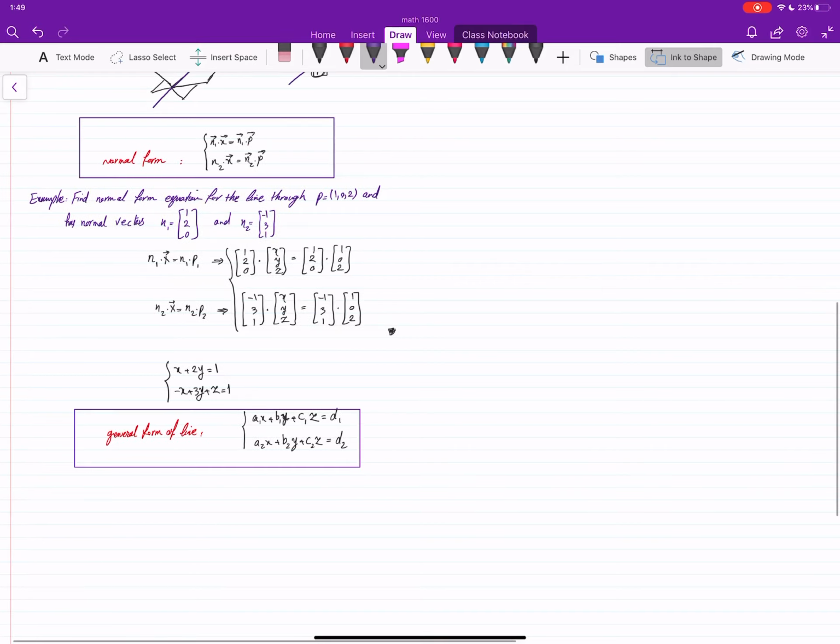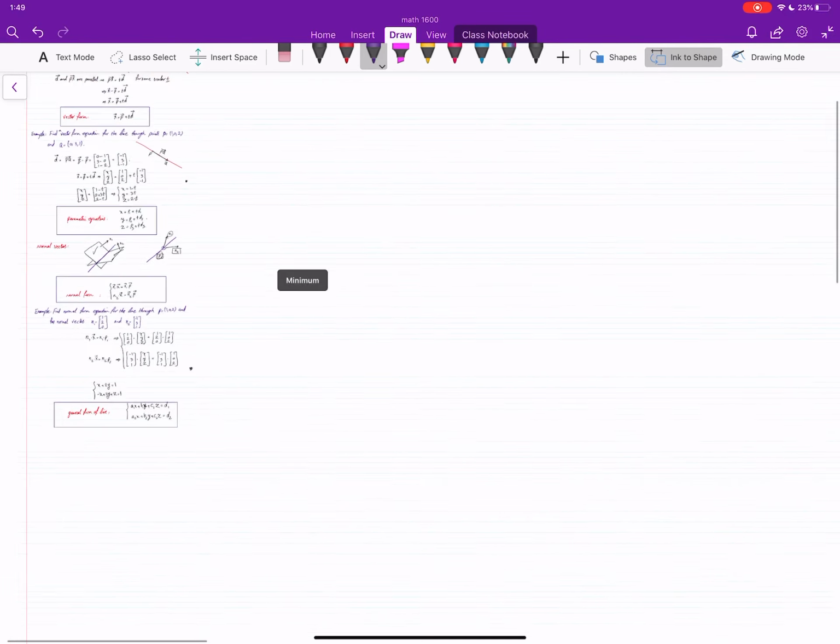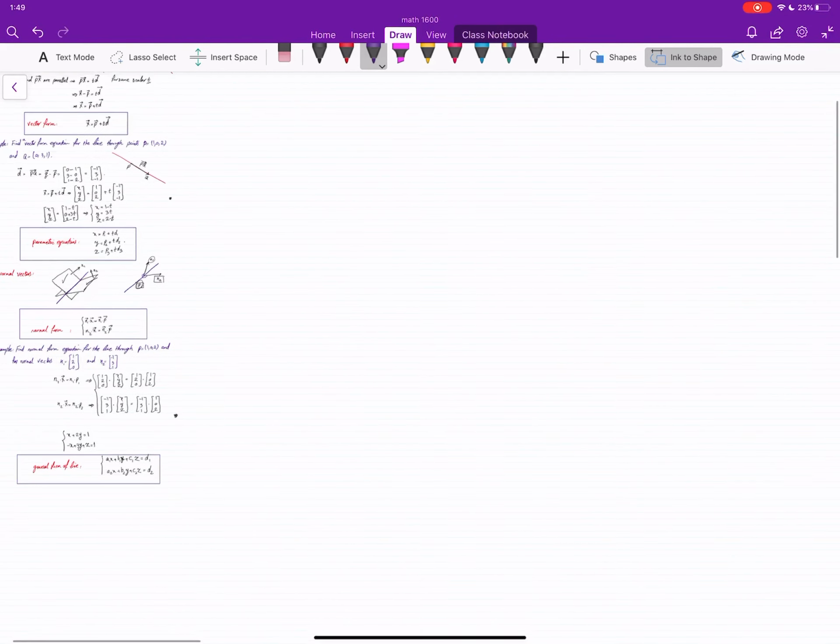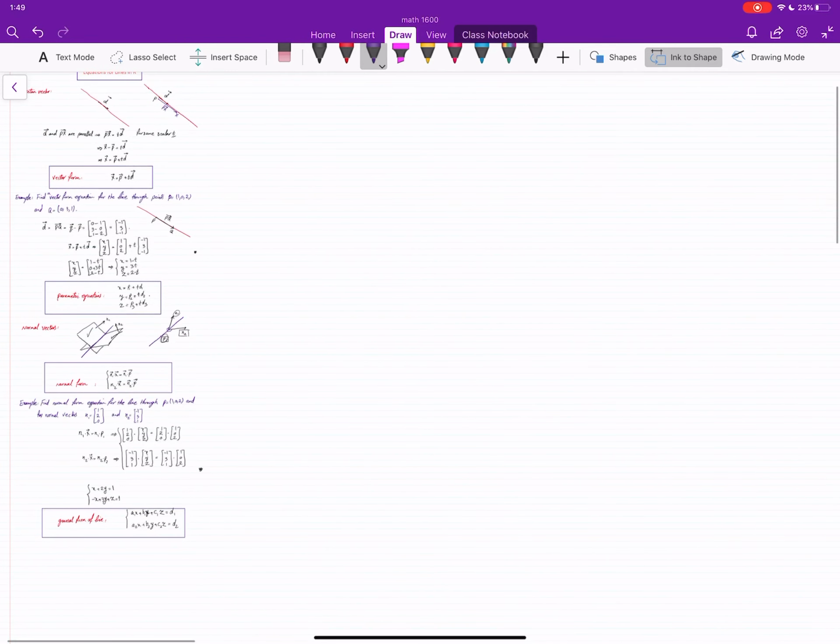So, a very quick review now. We had two cases: using a direction vector and using a normal vector. Each one had two forms, and you have to be able to go from one to the other and transfer between these different forms.